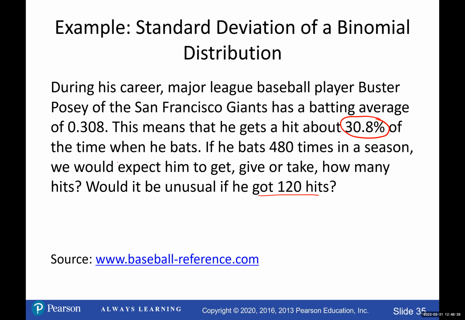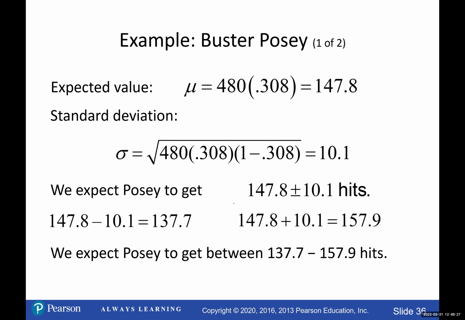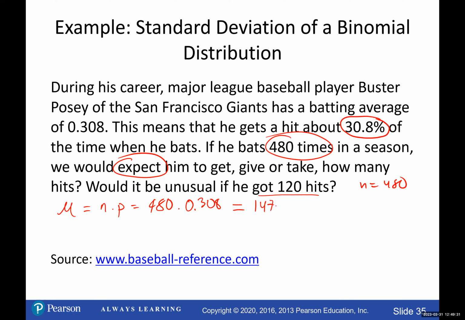First, we need to find the expected number, which is the mean. The mean equals n times p, right? n is how many times he bats, 480, so n equals 480. p is the probability of success in one at-bat, 30.8%, so 0.308. Using the calculator, 480 multiplied by 0.308 gives 147.84.